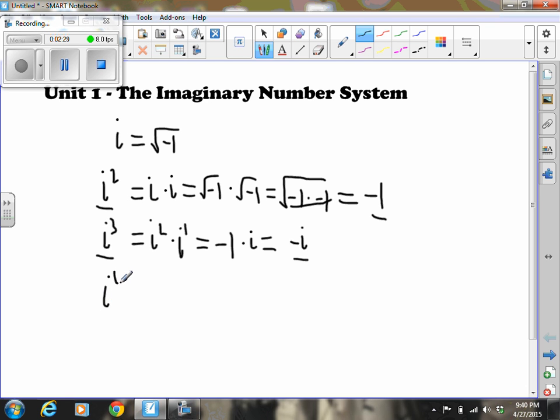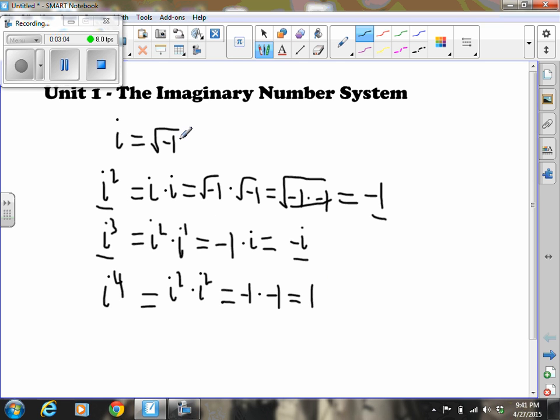And now i to the fourth. We could break this down several ways, but I'm going to choose to break it down into i squared times i squared because i squared is equal to a real number, and that's what I'm used to operating with. So I know i to the fourth is equal to i squared times i squared by definition of exponents. So I know i squared is equal to -1. So this is the same thing as me saying -1 times -1. These are real numbers that you've always operated with. So i to the fourth is therefore equal to +1.